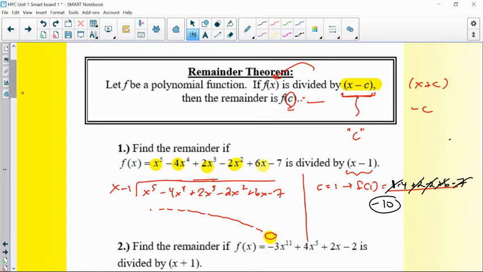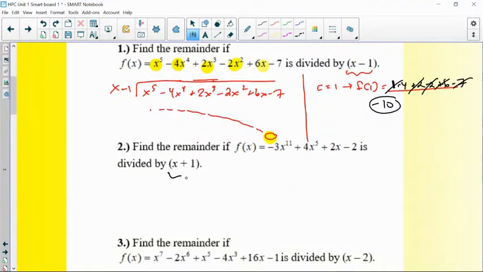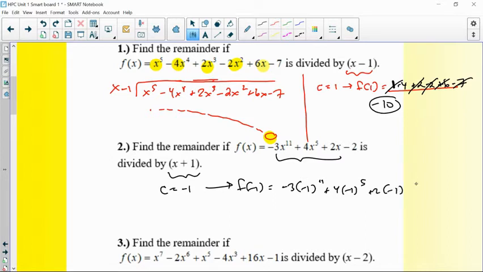Okay, and again, in a similar fashion, instead of doing this long division, because then again, that's an 11th degree polynomial, I could figure out my c value was negative 1 and simply evaluate f of negative 1. So that would be negative 3 times negative 1 to the 11th plus 4 times negative 1 to the 5th plus 2 times negative 1 minus 2. And again, this would be if you're only interested in finding that remainder. So that's negative 3 times negative 1, which is 3, minus 4, because that would have been negative, minus 2 minus 2. Negative 4 minus 2 is negative 8. So I think it's negative 5.